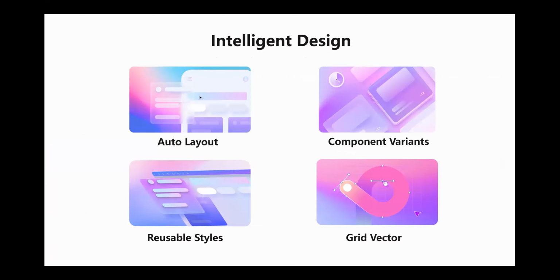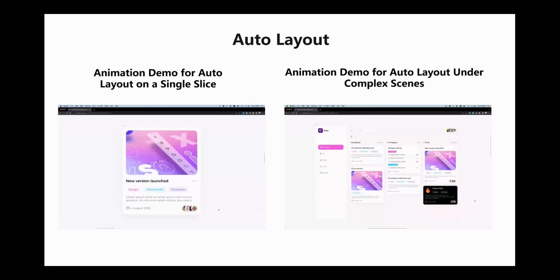So we just mentioned that Pixso defines itself as an intelligent design tool. What kind of features can we call intelligent? We have picked out 4 examples for you: auto layout, component, reusable styles, and the grid. Then let's take a look at them one by one.